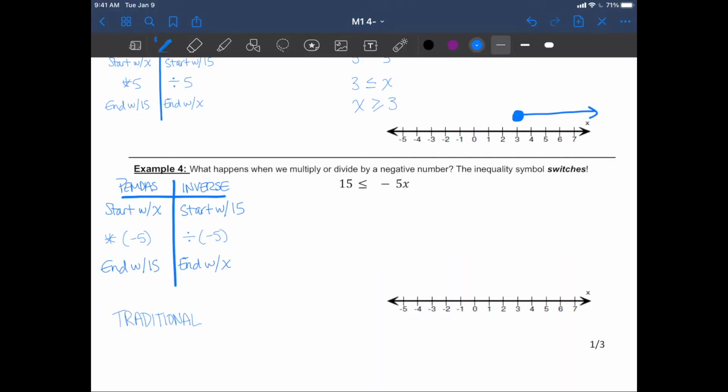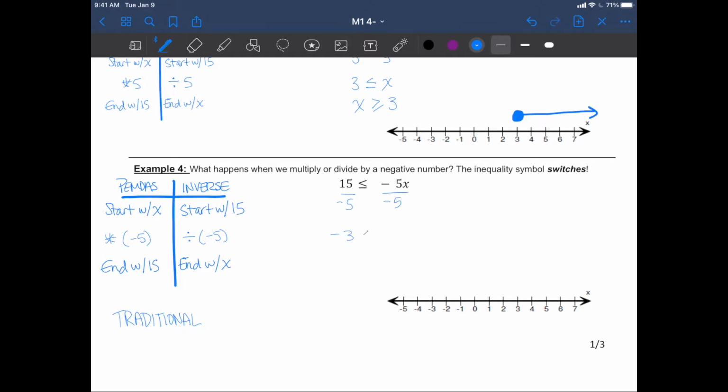All right, so here is the traditional method for example 4, and I have the graphic organizer to the left for those who like to use it. What happens when we multiply or divide by a negative number? The inequality symbol actually switches. So first let me just show you how to do it traditionally, and then I will explain why the symbol switches. I'm going to divide both sides by negative 5.